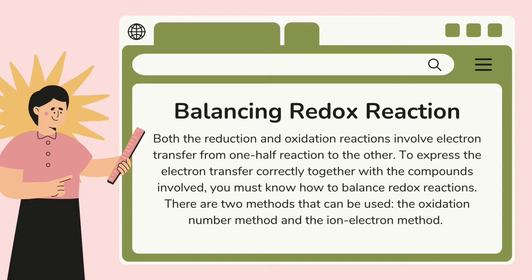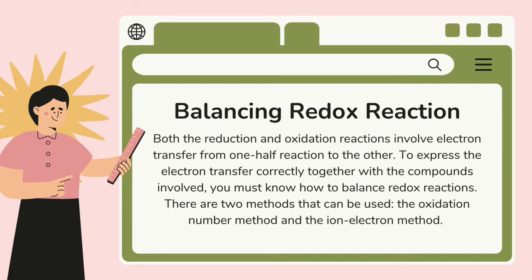Always remember that in balancing redox reactions, both the reduction and oxidation reactions involve electron transfer from one half reaction to the other. To express the electron transfer correctly together with the compounds involved, you must know how to balance redox reactions. There are two methods that can be used. The first one is the oxidation number method, and the second one is the ion electron method. In the oxidation number method, we can directly balance a specific chemical reaction using their oxidation numbers.